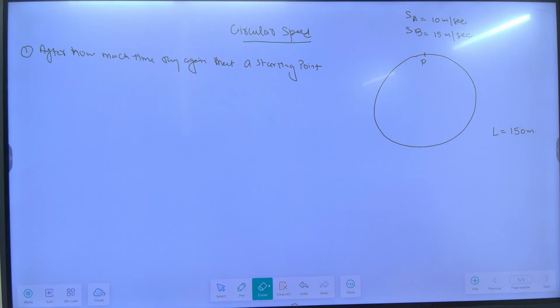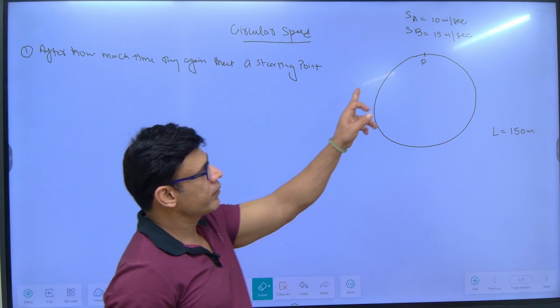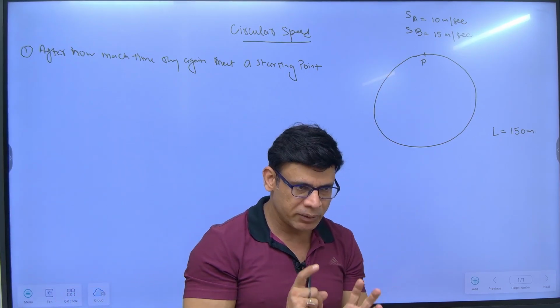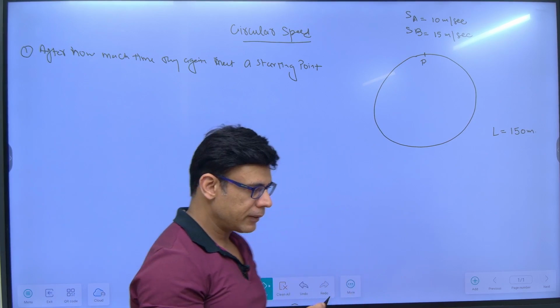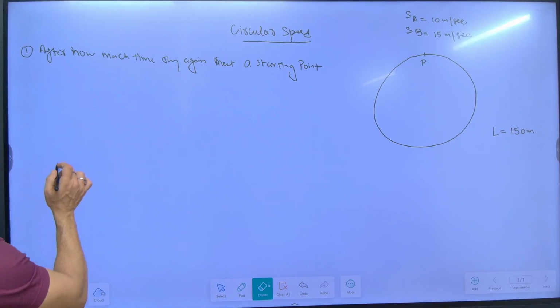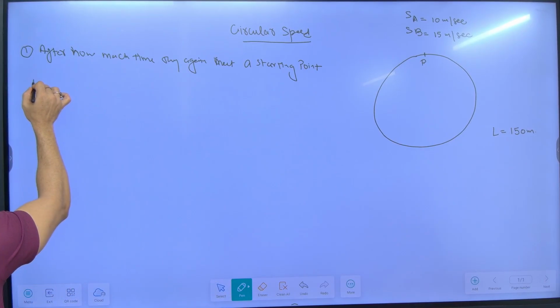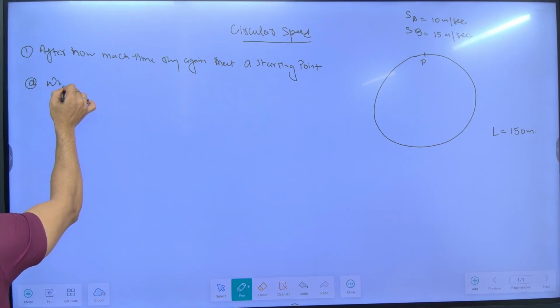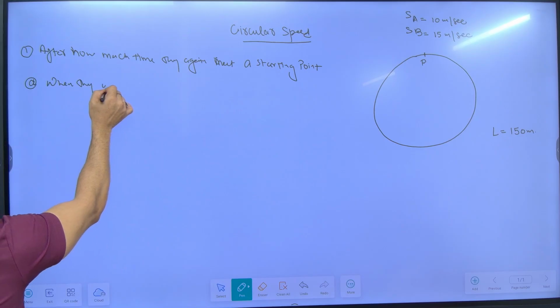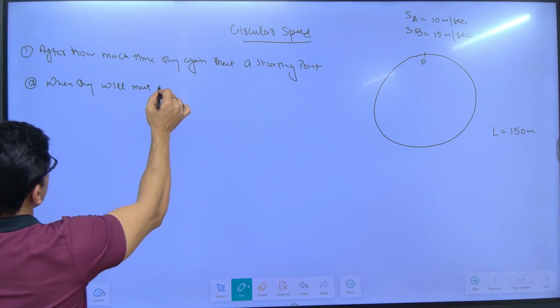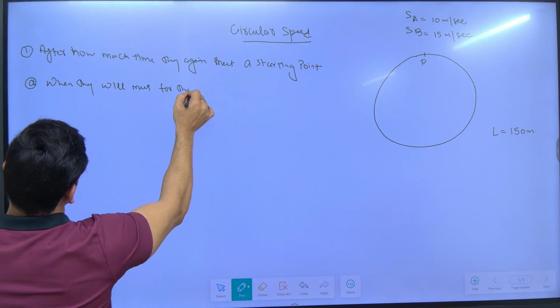Second case is A and B again moving from point P at the same time but in opposite direction. Then after how much time will they meet? Two things, right? So first is when they will meet for the first time.